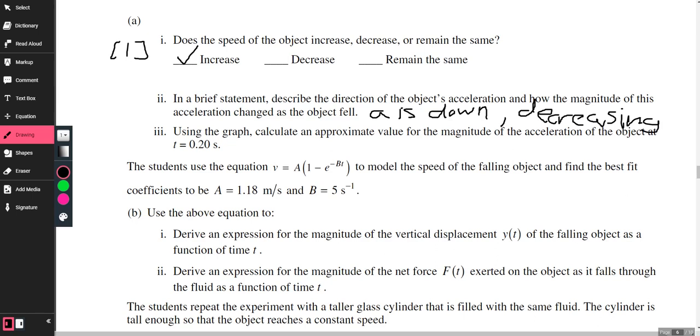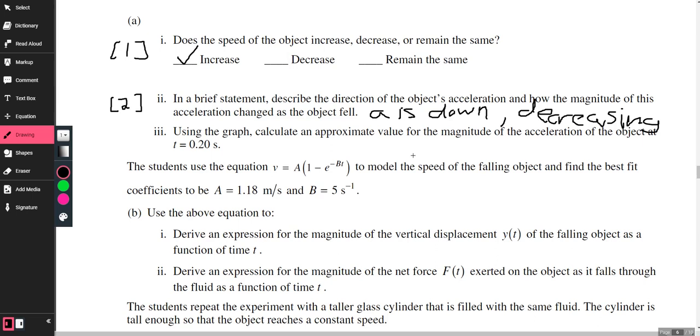Now, if I'm looking over here, it says that this is a 2 point question, and 1 point was given for just stating that the acceleration was downwards and that the magnitude was decreasing. So a good example of a statement that you could say was, because the object is moving downwards and speeding up, the acceleration must be downwards. Because the slope of the graph of speed as a function of time is decreasing, the magnitude must be decreasing. So it's the two things that I said before.